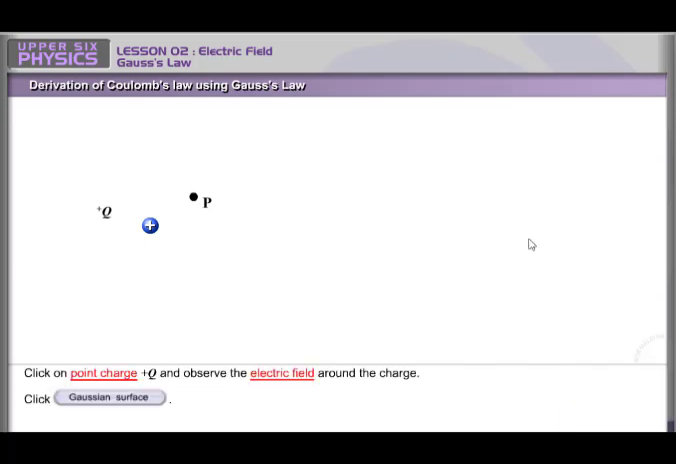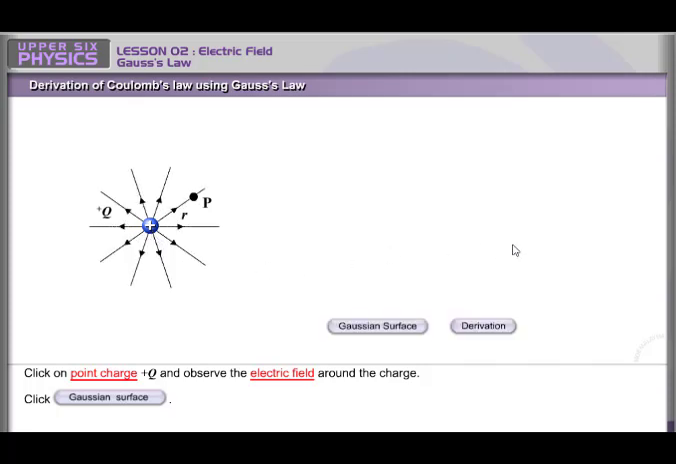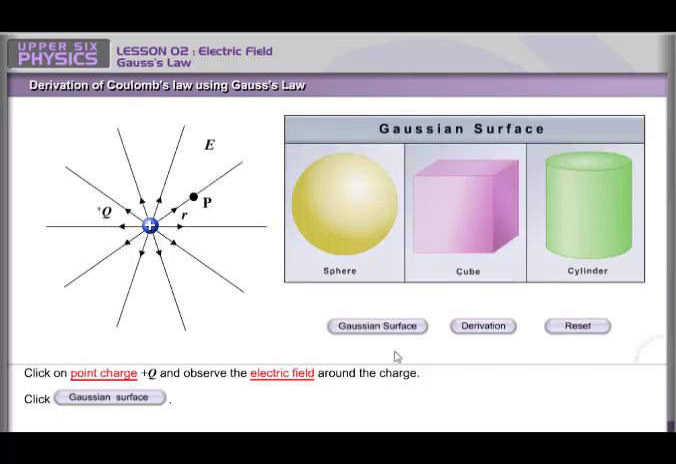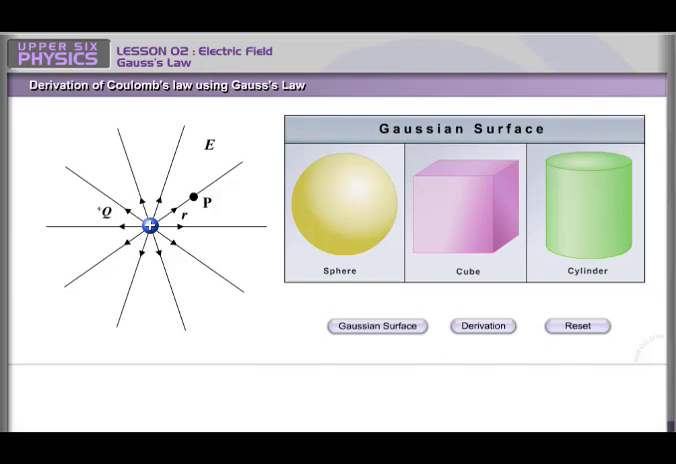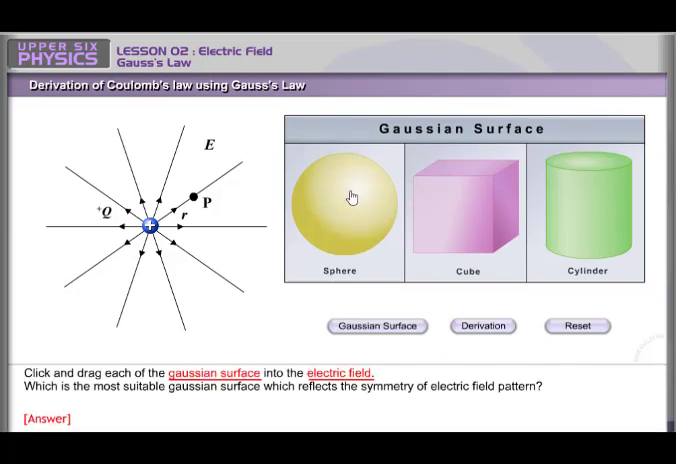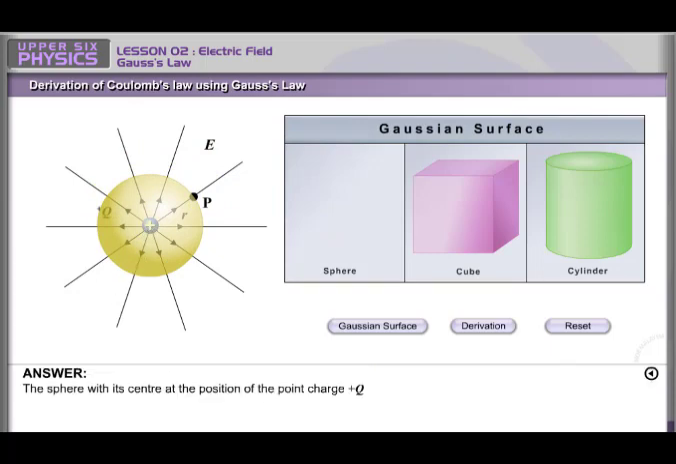Click on point charge positive q and observe the electric field around the charge. Click the Gaussian surface button. Click and drag each of the Gaussian surfaces into the electric field. Which is the most suitable Gaussian surface which reflects the symmetry of the electric field pattern? Answer: the sphere with its center at the position of the point charge positive q. Click on the derivation button.